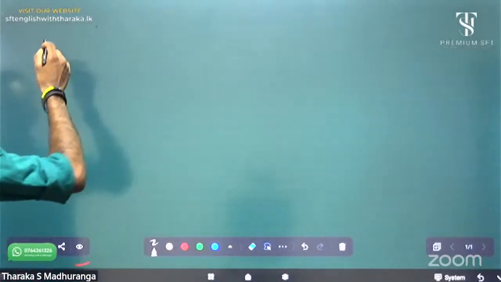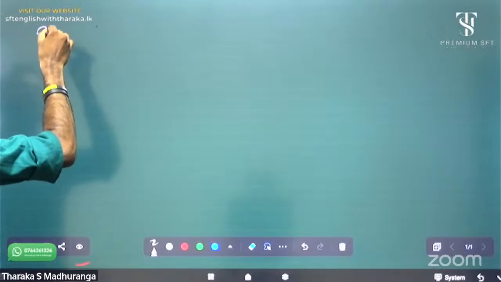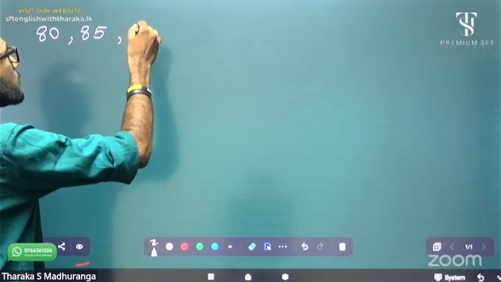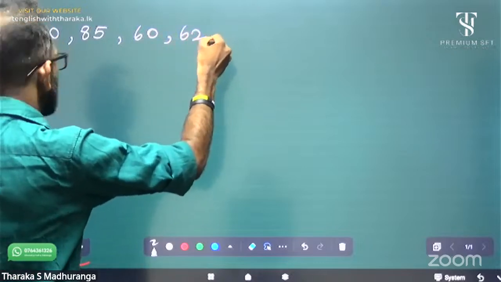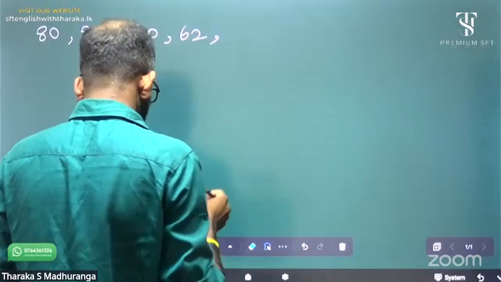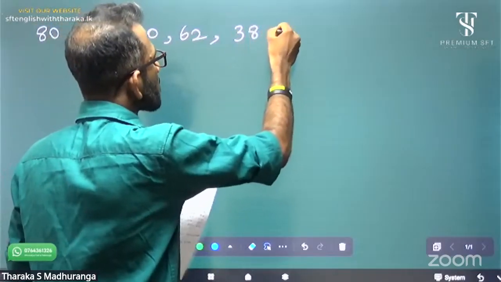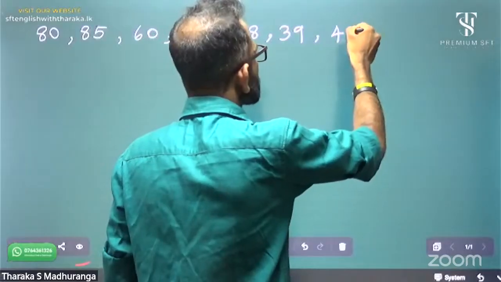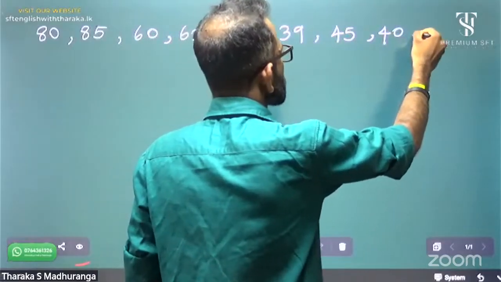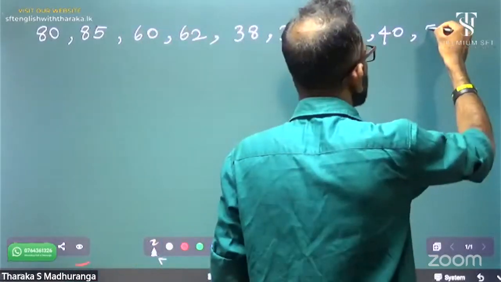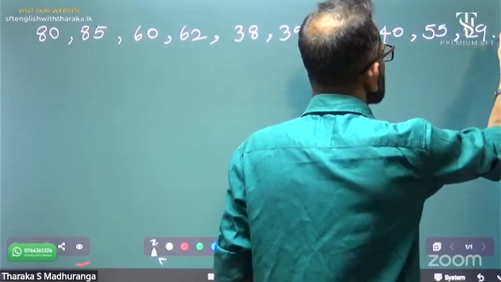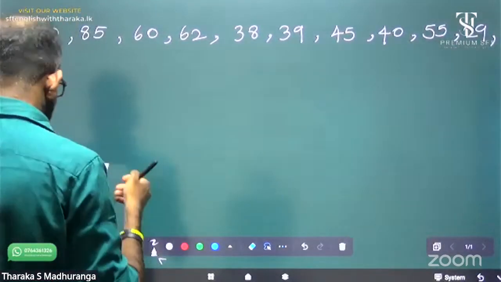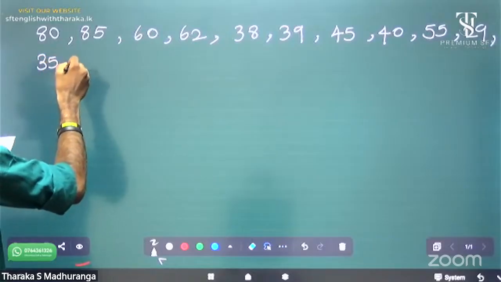SFT marks given: 80, 85, 60, 62, 38, 39, 45, 40, 55, 29, 10. 50 students, 35, 88.